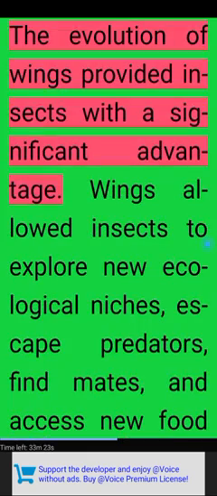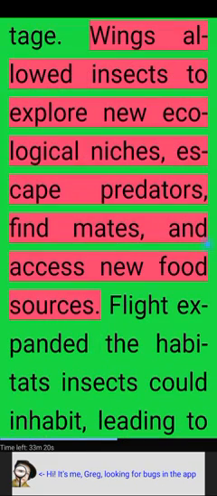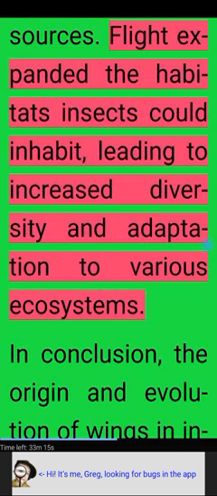Adaptive significance. The evolution of wings provided insects with a significant advantage. Wings allowed insects to explore new ecological niches, escape predators, find mates, and access new food sources. Flight expanded the habitats insects could inhabit, leading to increased diversity and adaptation to various ecosystems.